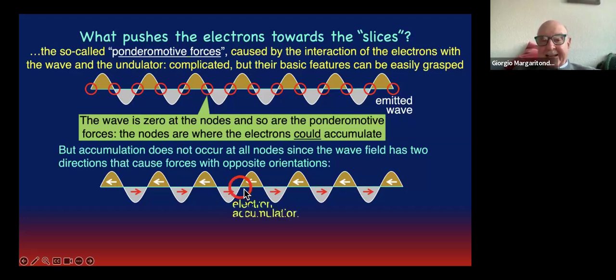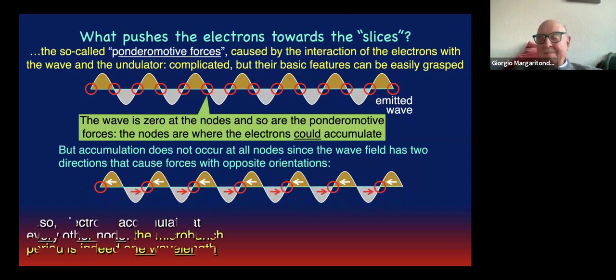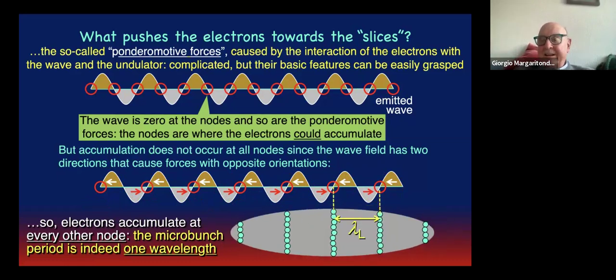In fact, in a case like this, there is accumulation. In a case like this, there is in fact depletion. Okay, and so, bam, the periodicity is not half wavelength, it is one wavelength. Okay, and so this explains how we can do the micro bunching and so on.